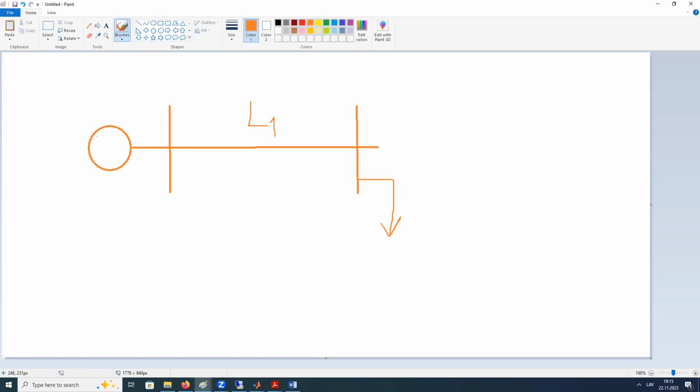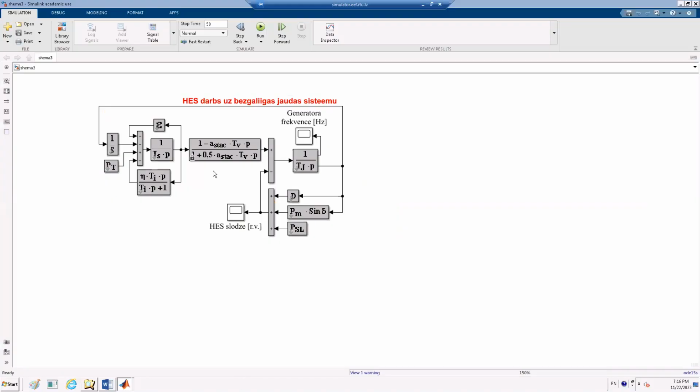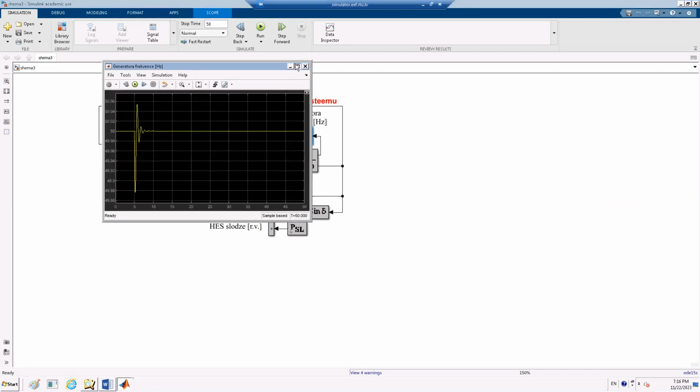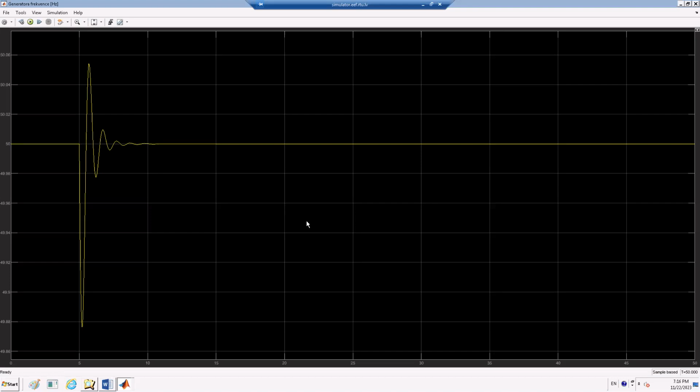This is L1. This is the generator. And one more. This generator is with infinitive power. For the first scheme, this is an infinitive power generator. So for the research, an infinitive power generator, just a scheme to test what will happen if we have an infinitive power generator. So we have enough power to deal with everything, yeah?